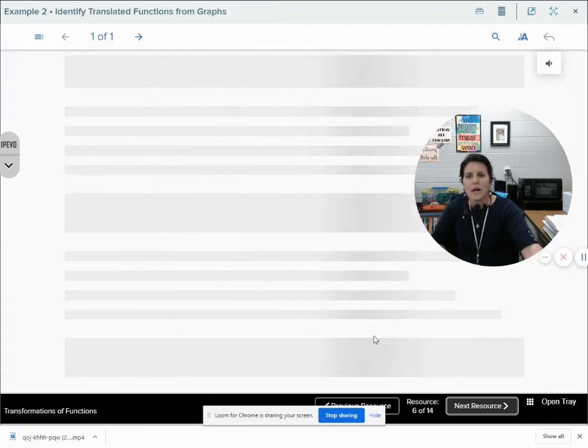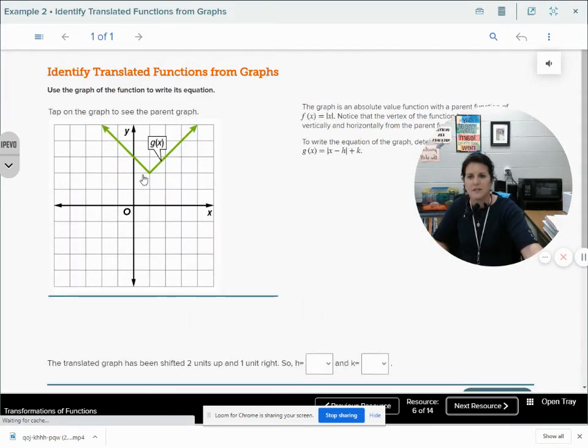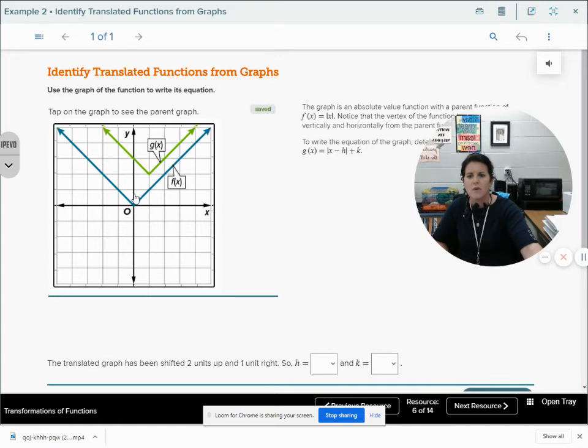Example 2. Identify translated functions from graphs. So let's think about this. My parent function would be right here at the origin and go up 1 over 1, up 1 over 1, up 1 over 1. So it looks like we're still going up 1 over 1. So the coefficient of the x didn't change, but it looks like it moved up 2 units and it moved to the right 1 unit.